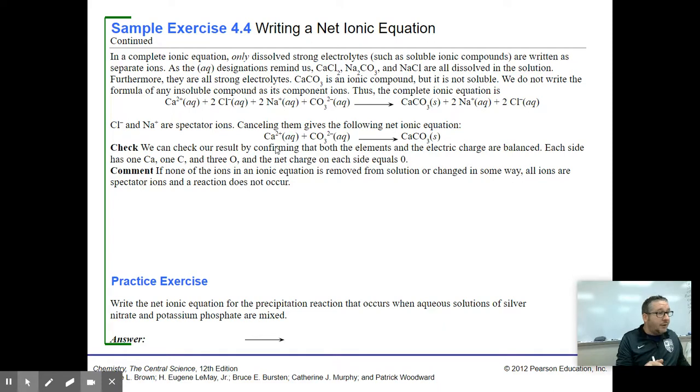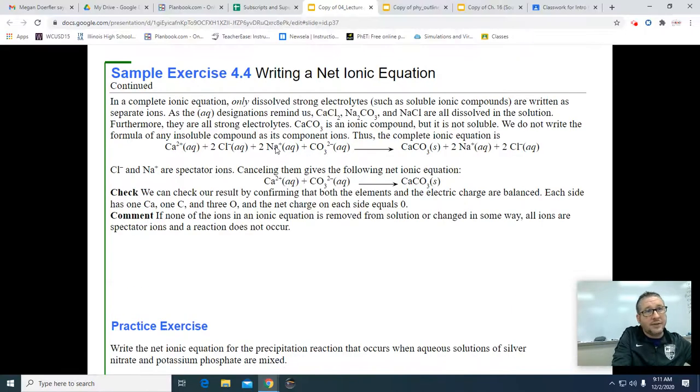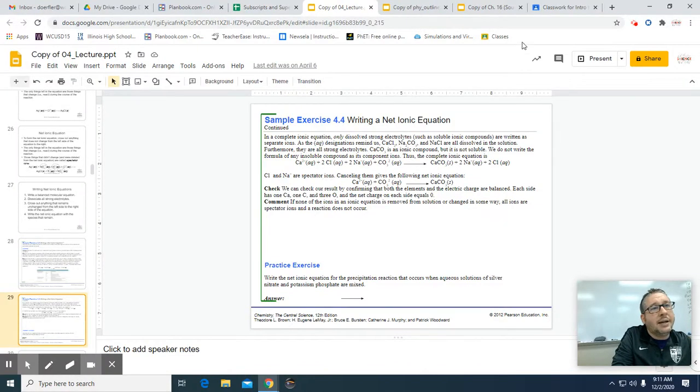So let's go down to the practice exercise here, okay, where we are to write the net ionic equation for the precipitation reaction that occurs when aqueous solutions of silver nitrate and potassium phosphate are mixed. Oh, I did it again.